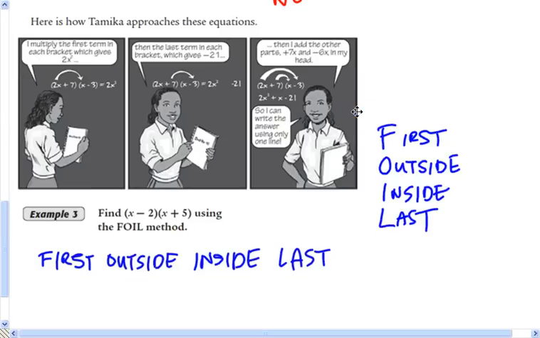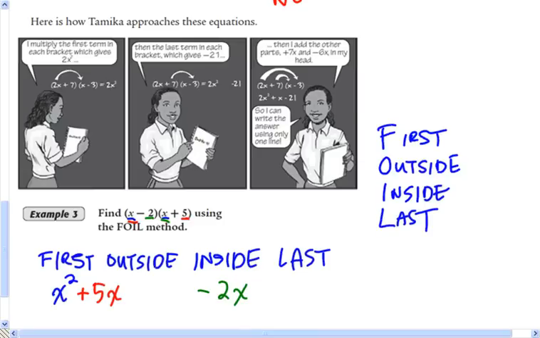All right, so first means the first term from each of the binomials. So the x and the x. So that gives us x squared. The outside means the ones on the outer parts of the 2 binomials. That's this x and this 5. So, and they're both positive, so when we multiply those, we get plus 5x. Then inside means the inside 2 terms in those 2 binomials, which is the minus 2 and the x. So that gives us minus 2x.